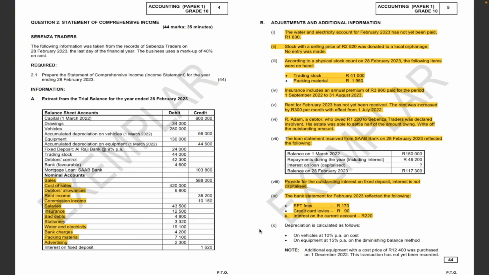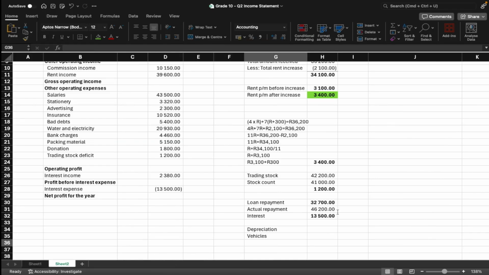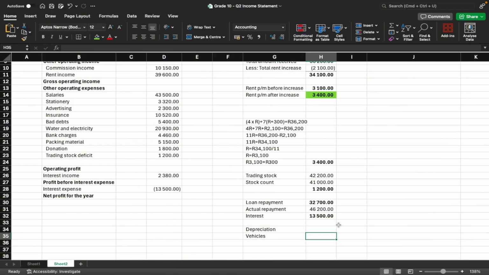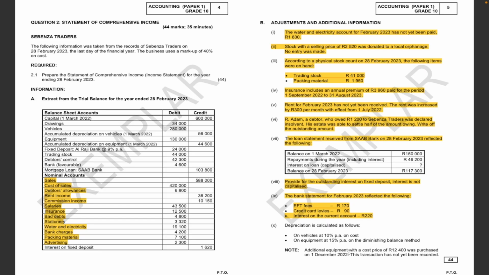If it's on cost, it's easy. My vehicles are worth 280,000 rand. So I'm going to take 10% of that, and that will be my depreciation for vehicles. So 280,000 rand times 10%, 28,000 rand. And then we have equipment, 15% per annum on diminishing balance method. So that's why you have a bit of an extra step.